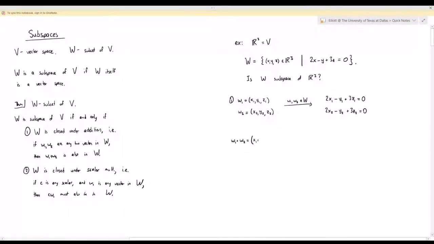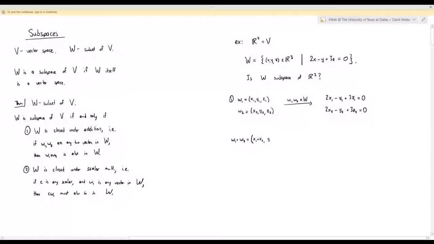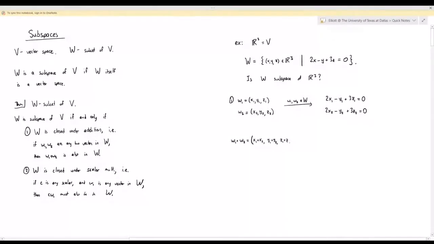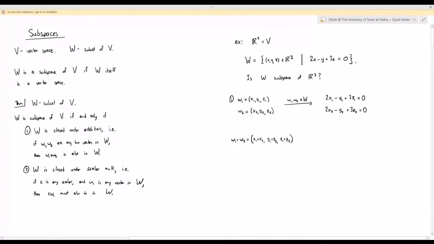And of course, when we add them, it's just adding the x, y, and z components together. Okay, so that's what the sum will turn out to be. And then to check whether this new vector, the sum, is in W, we need to check whether it would be a solution to this equation that defines W.